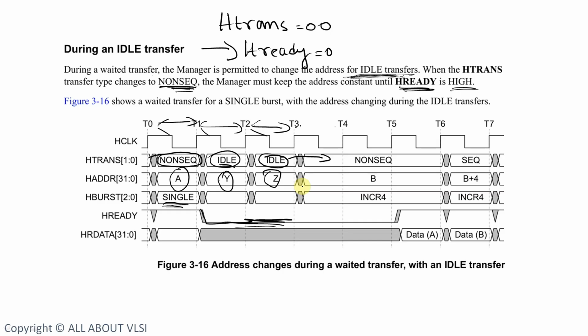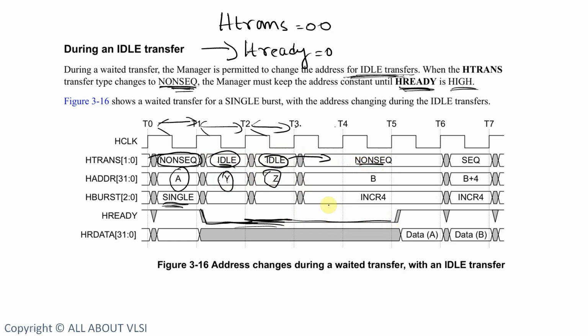So what we studied previously is that the master is not allowed to change any address signal, control signal, or transfer type whenever HREADY is equal to 0. But if HREADY is equal to 0 and you have an idle transfer, you are allowed to change the transfer type from idle to non-sequential. And the second rule: whenever HREADY is equal to 0 and the transfer type is idle, you are allowed to change your addresses. That's why whenever you are in idle transfers, the master is able to change the addresses.